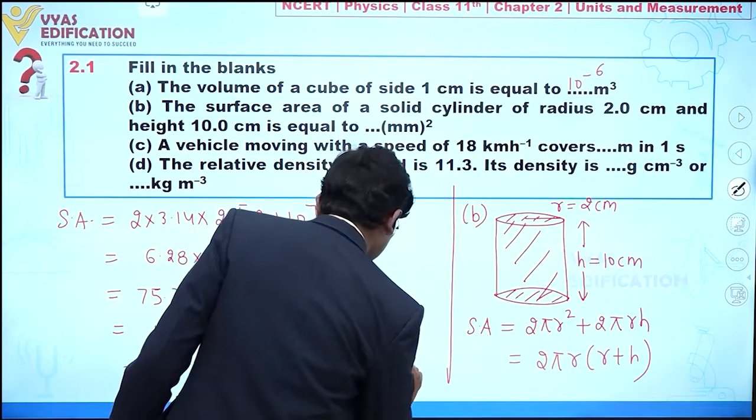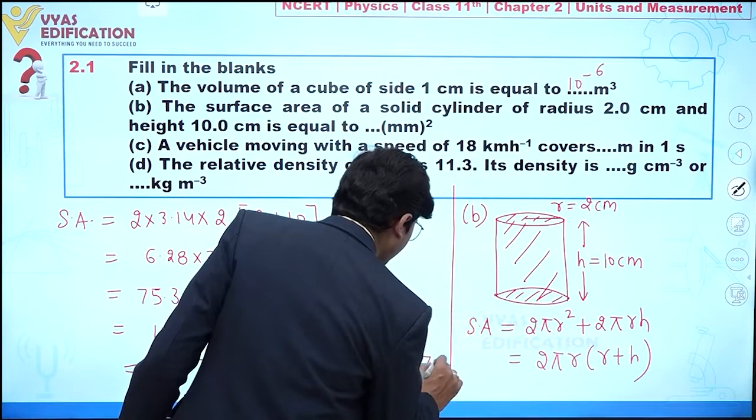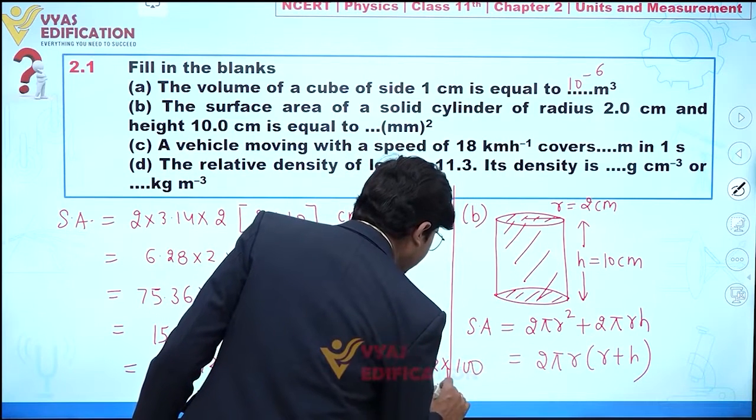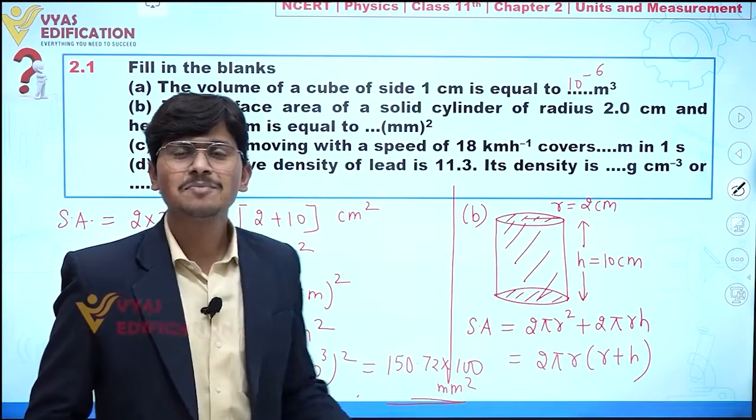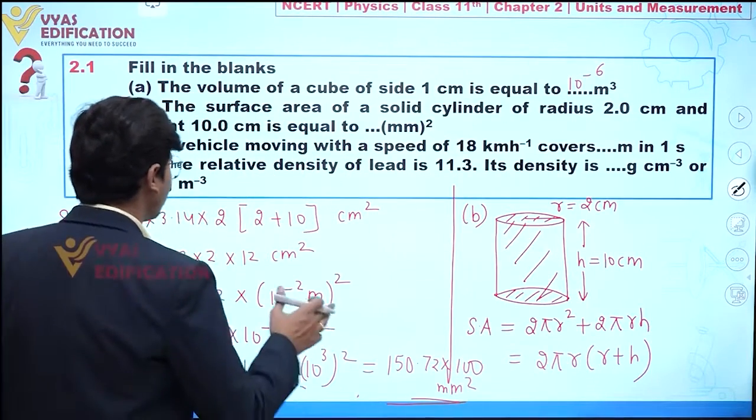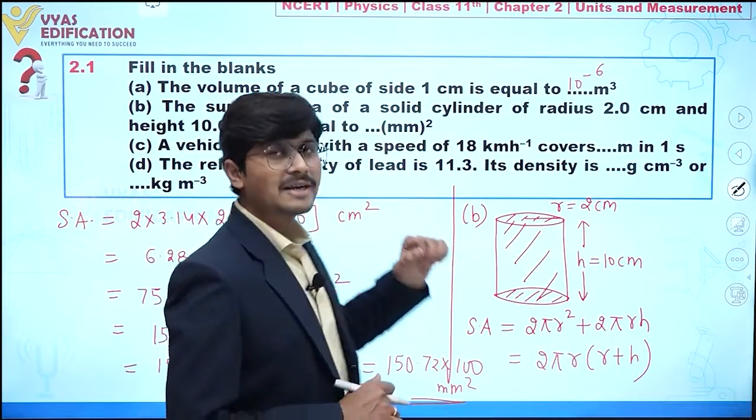So we can say this is equal to 150.72 into 100 and this is in mm square, clear to everyone. So this is the answer of part number B. Now we are going to discuss part number C.